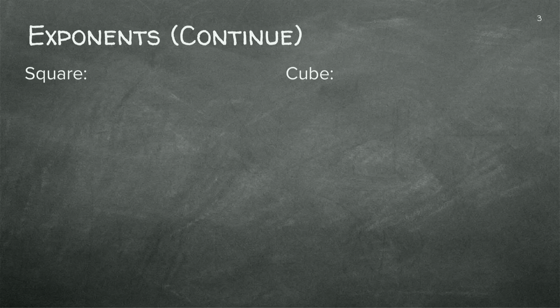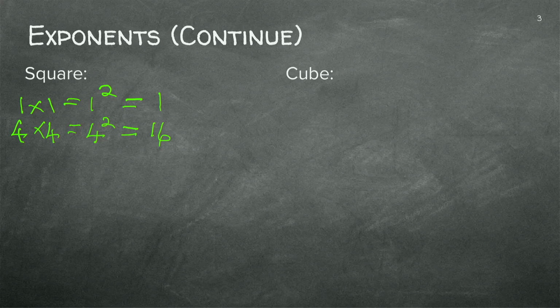Okay, so let's do more of these. Say we do a square. We've done 2, but let's do 1. 1 times 1 will give us 1 to the power of 2, and 1 times 1 is 1. We've done 2, we've done 3, so let's do 4. 4 times 4 equals 4 to the power of 2, and 4 times 4 is 16. Let's do one more. Let's say 6. 6 times 6 equals 6 to the power of 2, and 6 times 6 is 36.